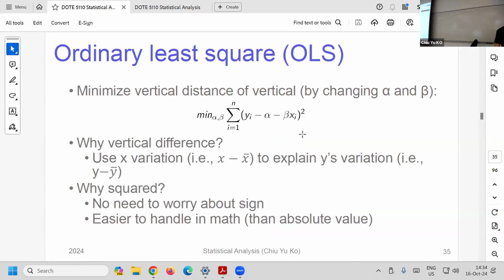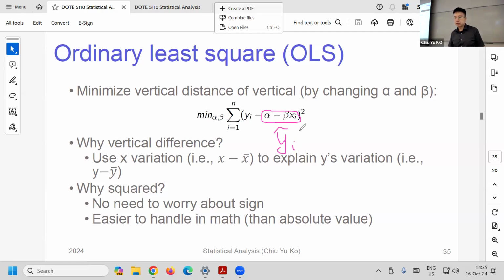We have alpha and beta, but do note this is the line that you're trying to choose. This is what we call the yi hat, the model. So this is what we use to evaluate how good your model fits. This is what the model predicts.